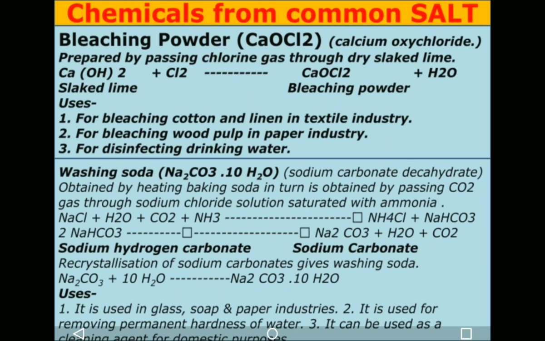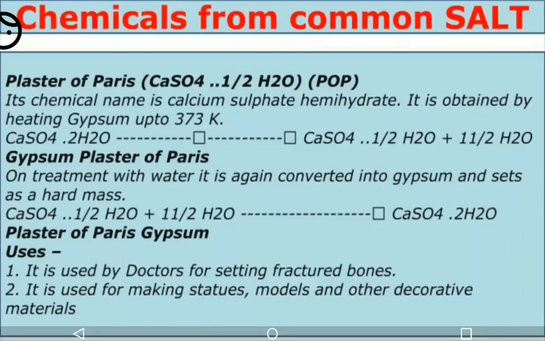Now we will see about plaster of Paris. Plaster of Paris has the formula CaSO4 dot half H2O, and it is known as POP. POP means plaster of Paris. Its chemical name is calcium sulfate hemihydrate. Hemihydrate means half H2O.